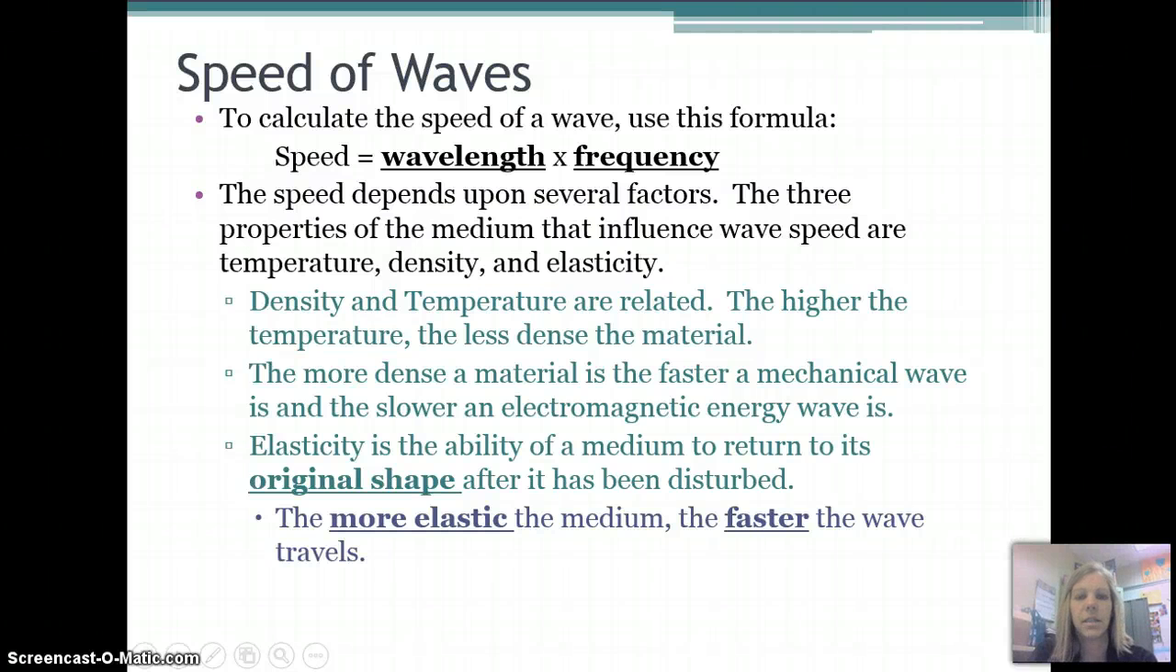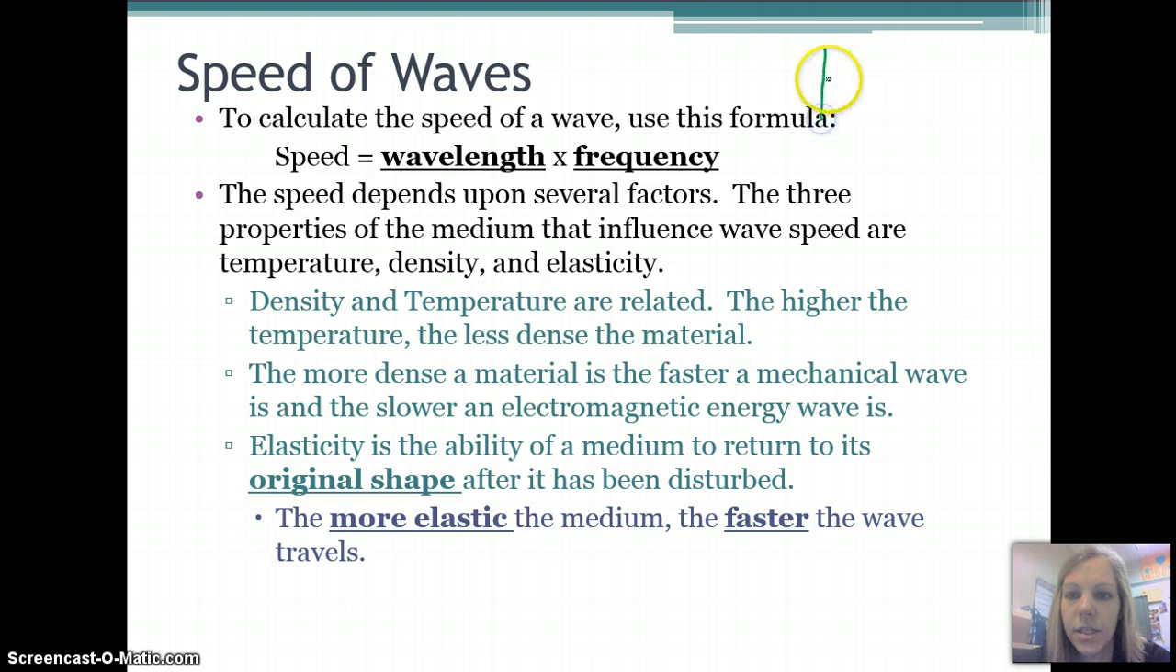Good morning, class. Today we're going to be adding on to our knowledge about energy waves. In doing this, we're going to be reviewing some of the information that you learned in Part 2 notes. We will be calculating the speed of waves, and as you can see, the formula is the wavelength times the frequency. So just as a little reminder, I'm going to try to draw a wave on here.